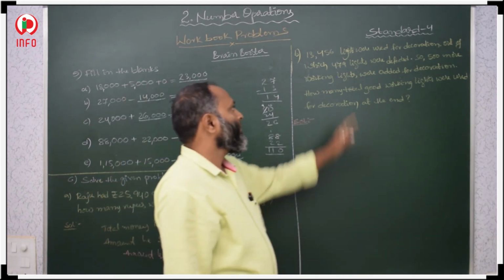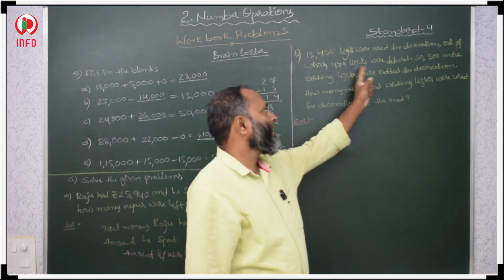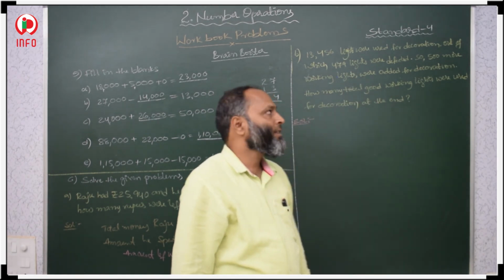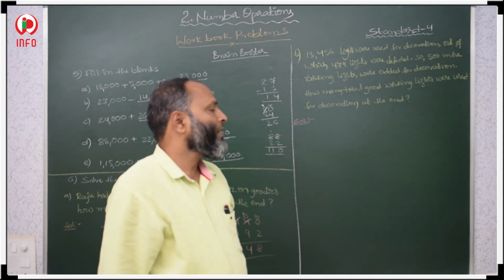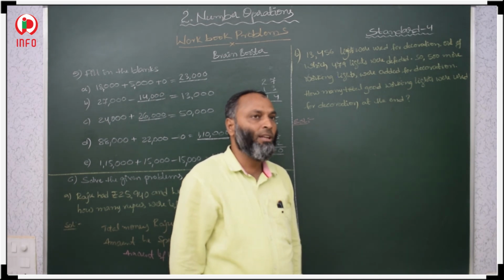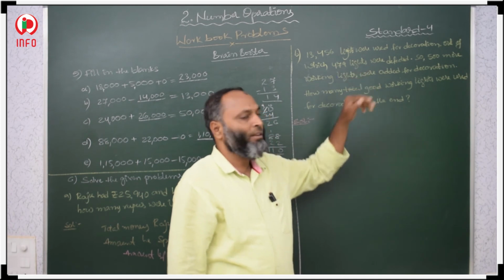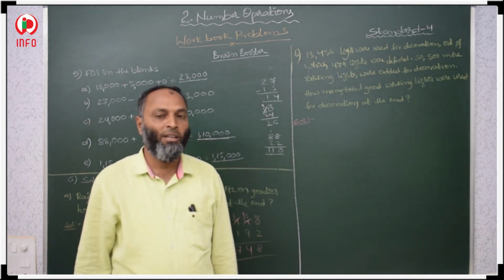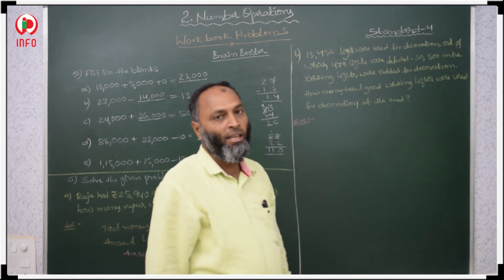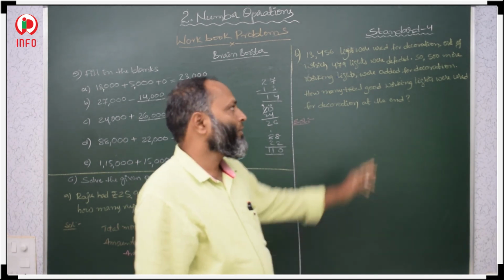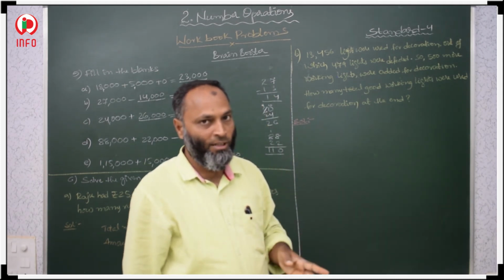A total of 13,456 lights were used for decoration, out of which 478 lights were defective. Then after that, 500 more working lights were added for decoration. So then how many good condition lights were there? So how many lights were used in total? This many lights, and defective this many. So we have to minus the defective ones. Good lights are total lights minus defective lights. Then after that, 500 more good lights were added. That we have to add. First we minus, then after that plus.